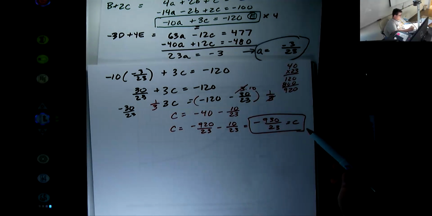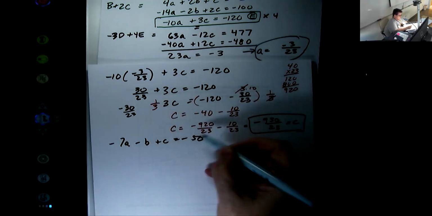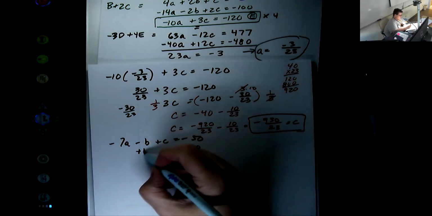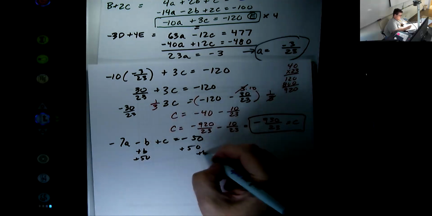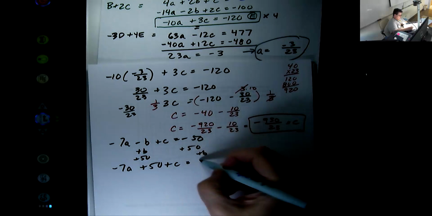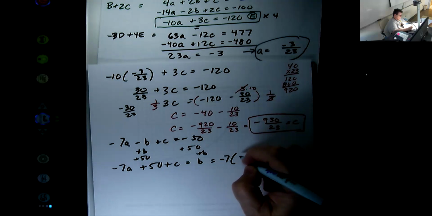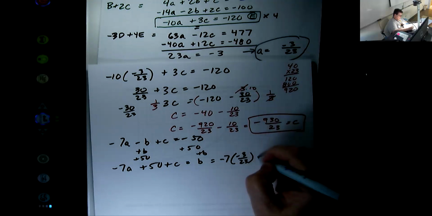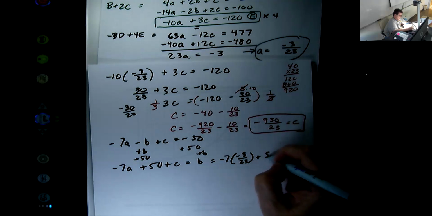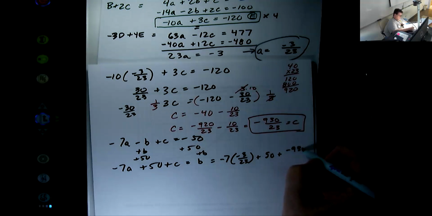All right, we still need B, so we gotta go back to one of the original equations. One of them just had a B in it. We had -7a minus b plus c equals -50. So if I add 50 to both sides and add b to both sides, I get -7a plus 50 plus c equals b. And that is -7 times -3 over 23 plus 50 plus -930 over 23.